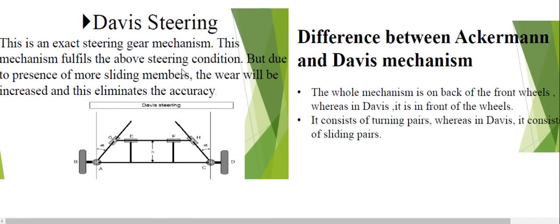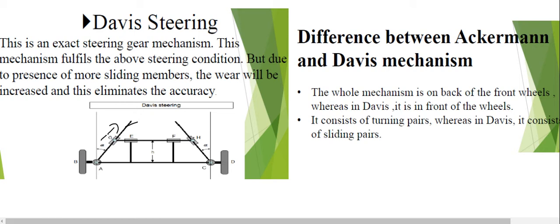Now we will briefly look at what the Davis steering gear mechanism is. This is the overview of a Davis steering gear mechanism. Instead of a 4-bar link, there will be sliding pairs. This H and G slide across this rod, like G moves here and down. Similarly, H moves here and down.